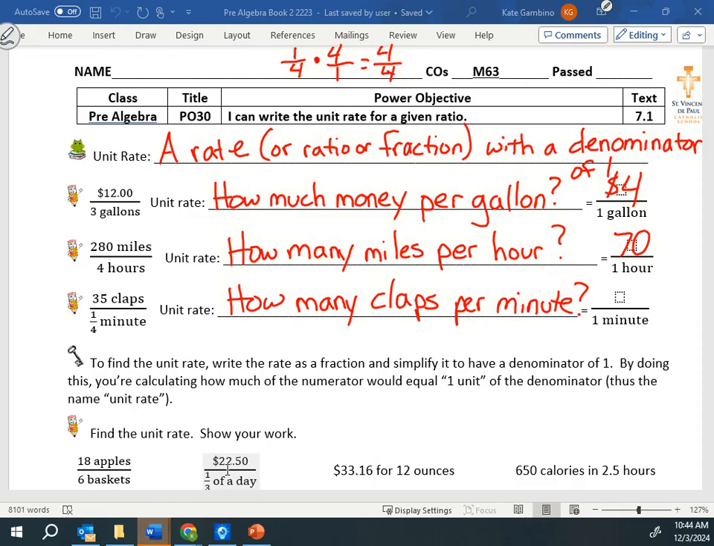And I want to simplify this as much as I can. 4 over 4 is what, David? 1. 1 whole. So if you are given a whole number as your denominator, we're dividing it down to get to 1. If you're given a fraction as your denominator, you multiply up to get to 1.